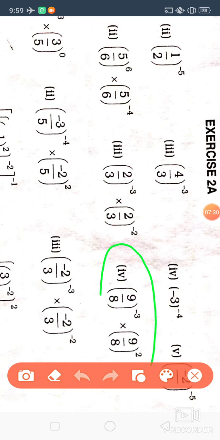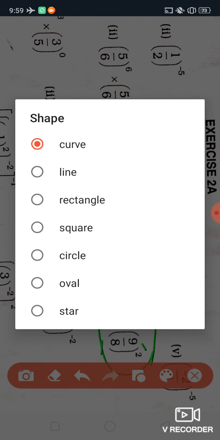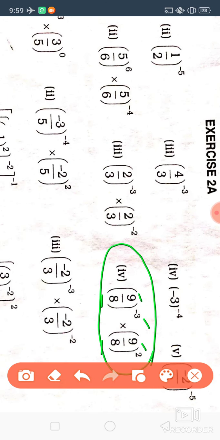Now let's come to this question. Question number 4. What is given here? (9/8)^-3 into (9/8)^2. Again, it is in the same form: (a/b)^m into (a/b)^n.